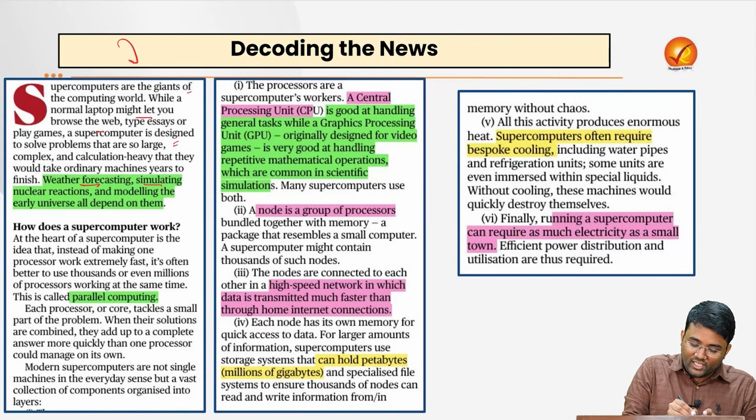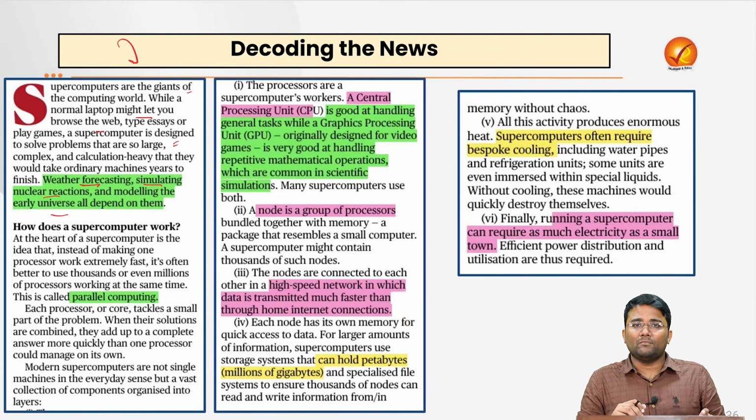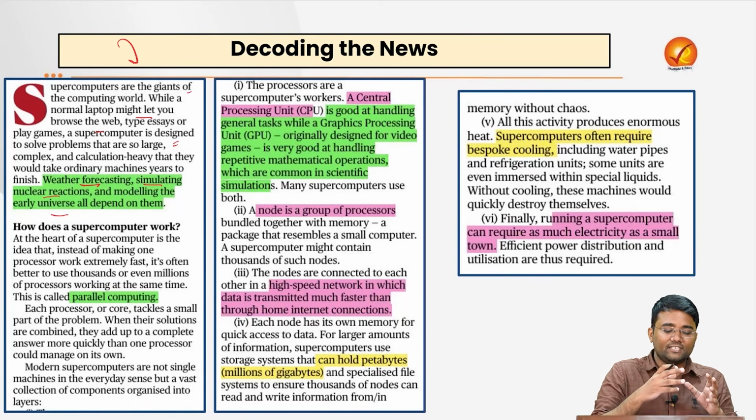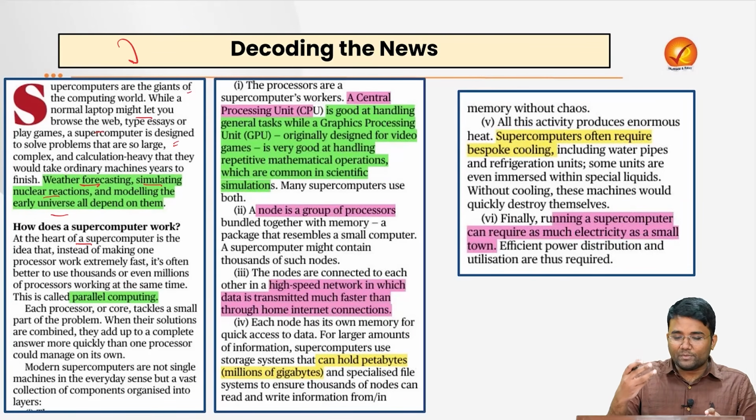Simulating nuclear reactions and modeling the early universe also depend on them. Even in the newer technologies being utilized by ISRO, etc., these big supercomputers are now being used. But how does a supercomputer actually work?